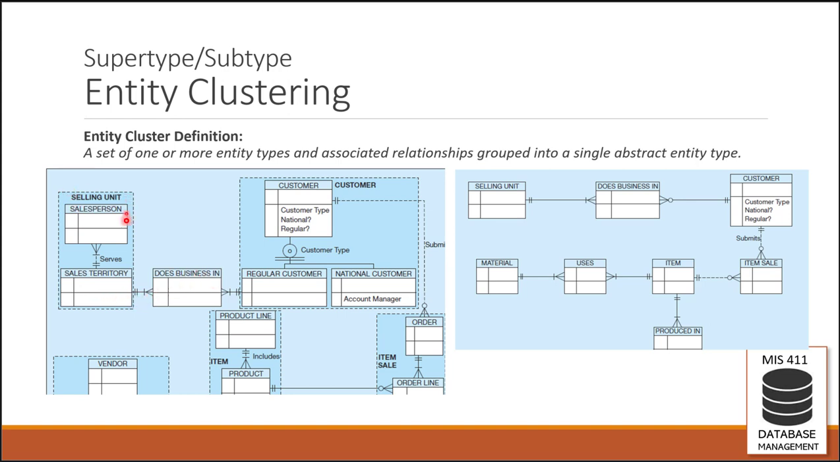But we reduce that, and again, this is just for visual purposes. We're not actually changing the entities underlying anything. This is just so that we can present it differently. We call this entire thing a selling unit, and we maintain the same relationship. So over here you can see we have a selling unit now, and it maintains the same relationship to does business in. So again, this is just a way for us to represent these things more simply.